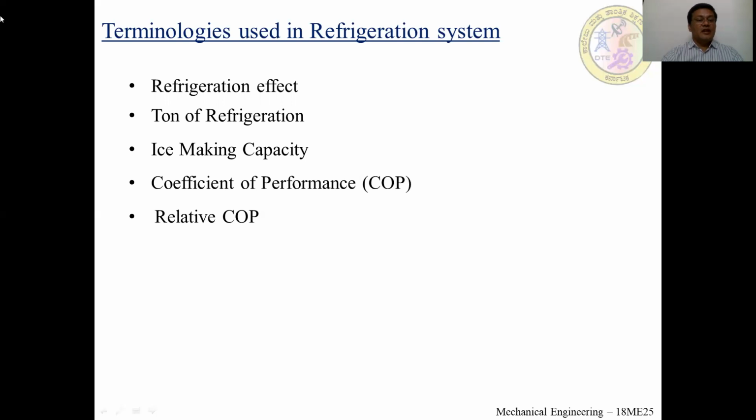The next term is ice making capacity. Ice making capacity is the amount of ice produced per unit time. This is called ice making capacity.